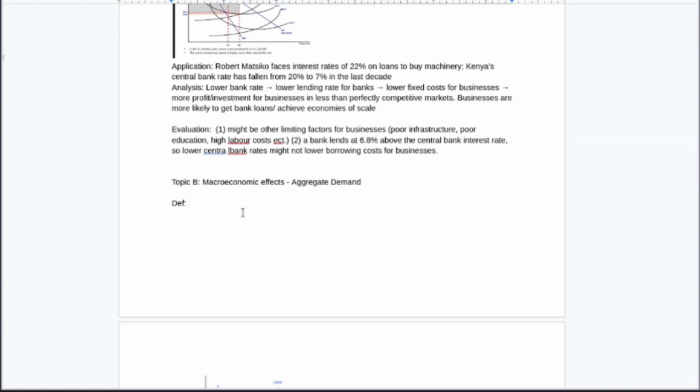I might also point out that there's this piece of information and context they're providing where banks are lending at meaningfully 6.8% above the central bank interest rate. So you could make the argument that maybe lowering central bank rates are not actually going to translate to lower borrowing costs for businesses. There'll be a bunch of other stuff you can say here as well, but that's kind of what I came up with.